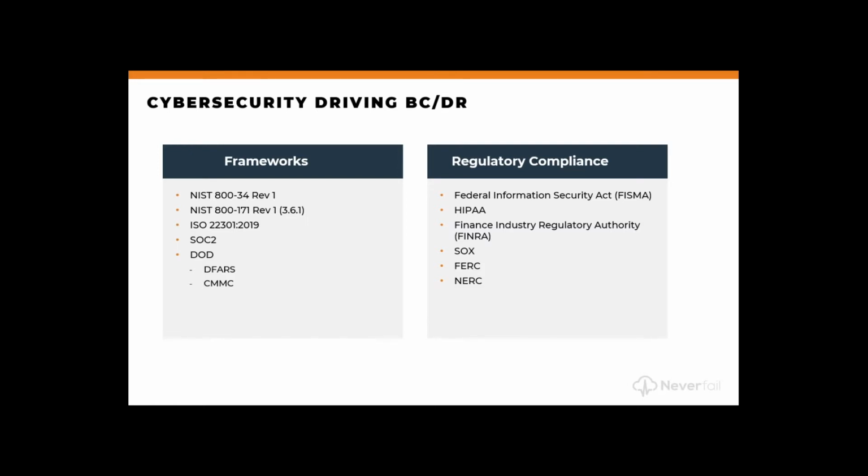So a lot of the new standards, such as NIST 800-34 Rev 1 and 800-171 Rev 1, which is for the federal government and also for the Department of Defense, are really good standards to build your continuity plans under. There are also others that have these types of frameworks. So the ISO 22301:2019 actually has requirements under it for a cybersecurity framework, if you will, for business continuity and disaster recovery.